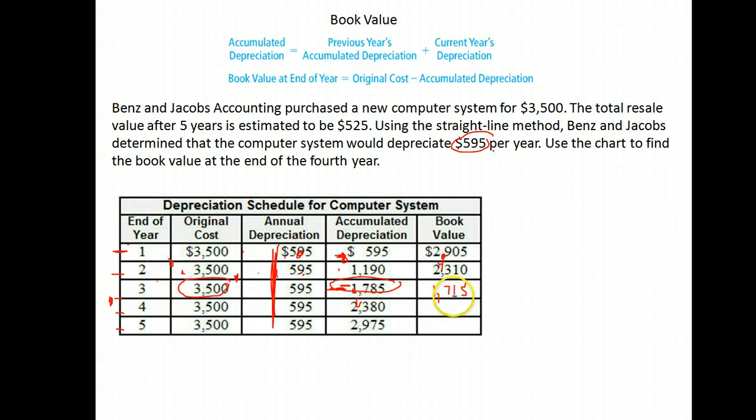Okay. They asked me use the chart to find the book value at the end of the 4th year. Okay, so for the 4th year, I take its original value again, subtract the accumulated depreciation in the 4th year. So it will be 3,500 minus 2,380, which is how much it's depreciated by the end of the 4th year. So now it's only worth 1,120. Okay, so realize up here that the book value, you take the original cost minus the amount it's depreciated by.